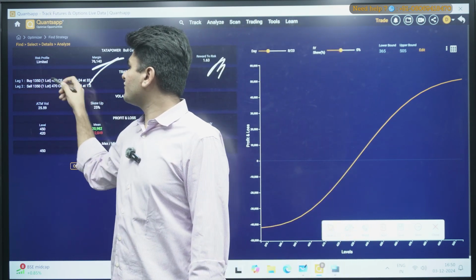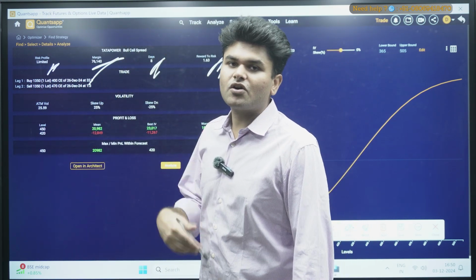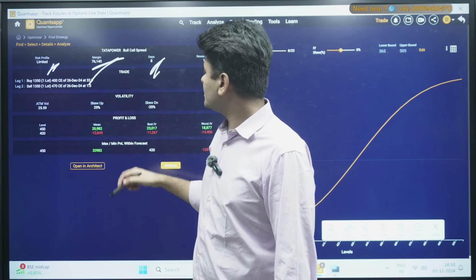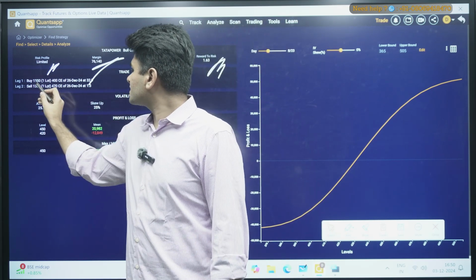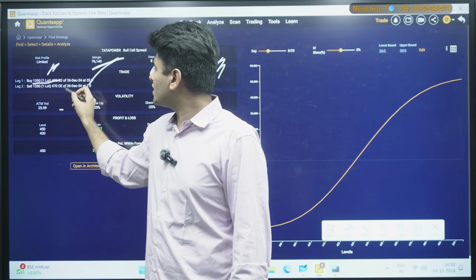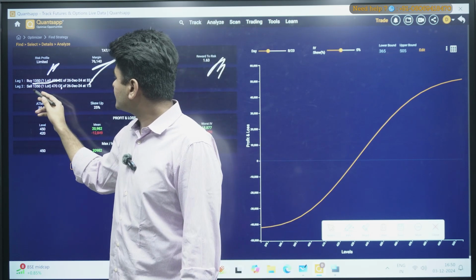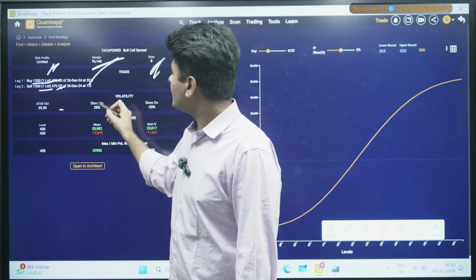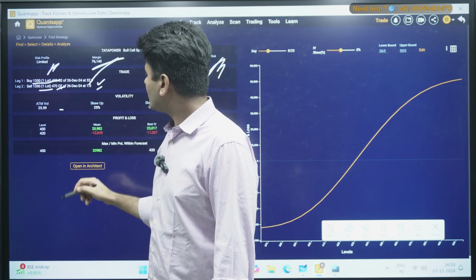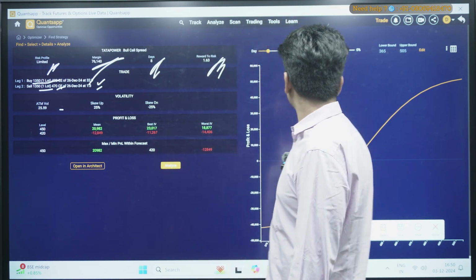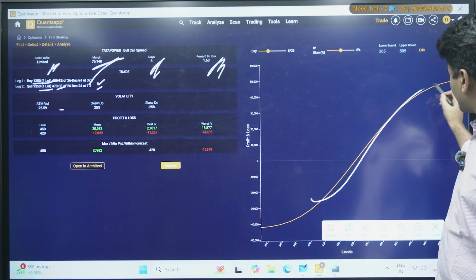Now if you are interested in this strategy, what you need to buy and what you need to sell is shown to you here. It is telling you to buy one lot at 400 C and sell one 470 C at this price. Now when you do that, this will be your PNL. Somewhat the PNL chart would be like this.